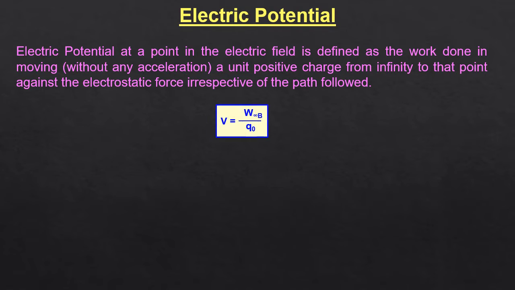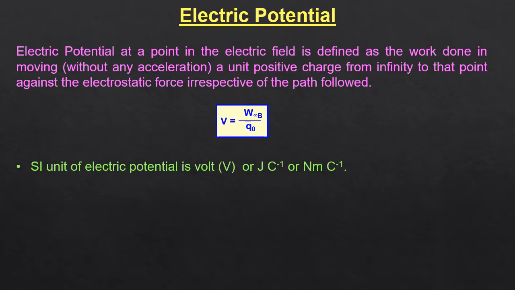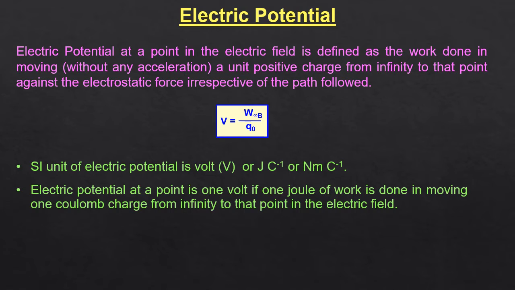Mathematically, we can write V is equal to W infinity B divided by Q naught. And also, the SI unit of electric potential is volt or joules per coulomb or Newton meter per coulomb. The commonly used one is volt. I told you to define 1 volt. Electric potential at a point is 1 volt if 1 joule of work is done in moving 1 coulomb charge from infinity to that point in the electric field. This is the definition of 1 volt.